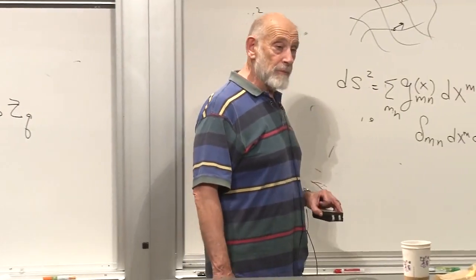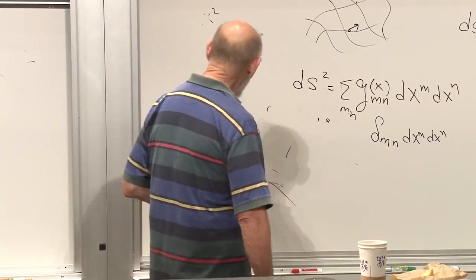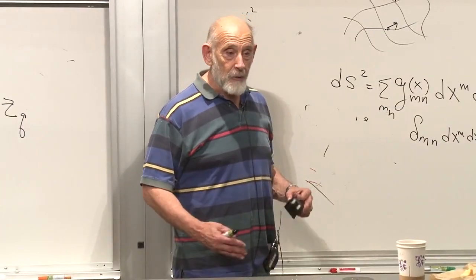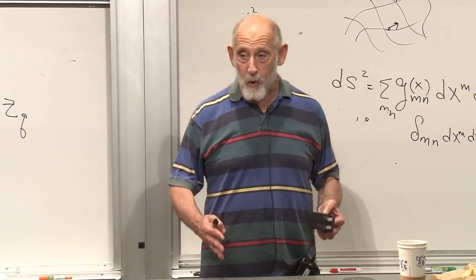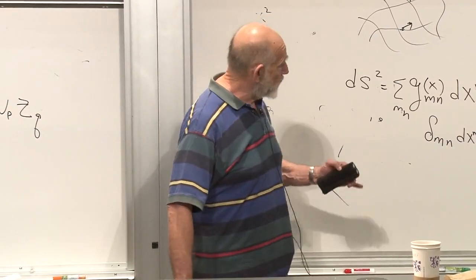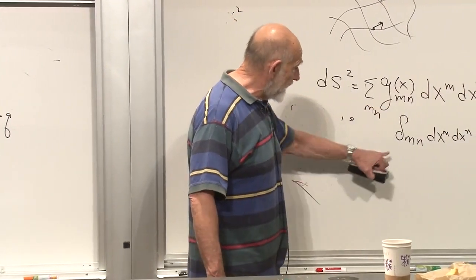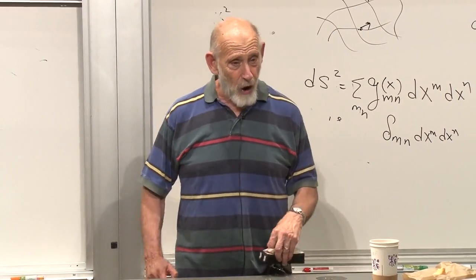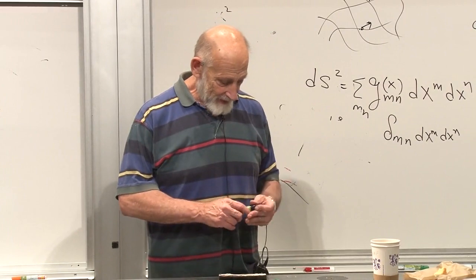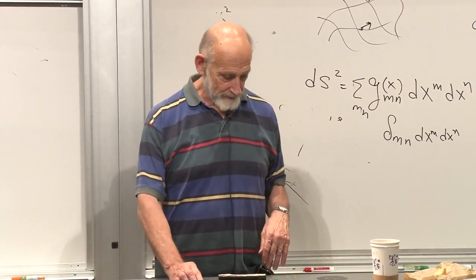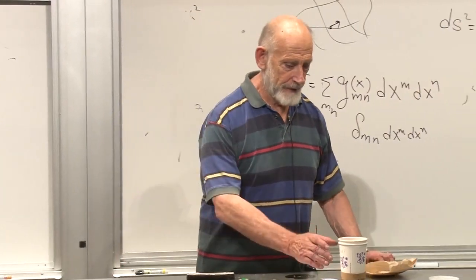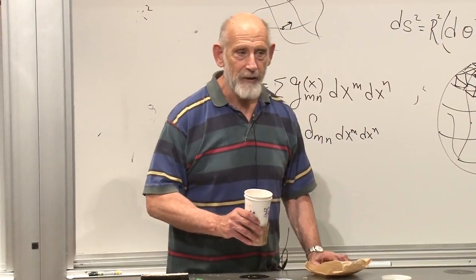And then comes a question, given that this is the transformation property of g, can we or can we not find a coordinate transformation which will turn g_{mn} into delta_{mn}? That's the mathematics question. It's a very hard mathematics question in general, but we'll find the condition.